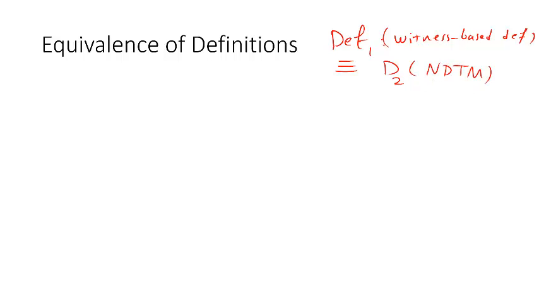So why are the definitions equivalent? I want to say that definition 1, based on witness, the witness-based definition, is equivalent to definition 2 using non-deterministic Turing machine. So I mean the definition of class NP.